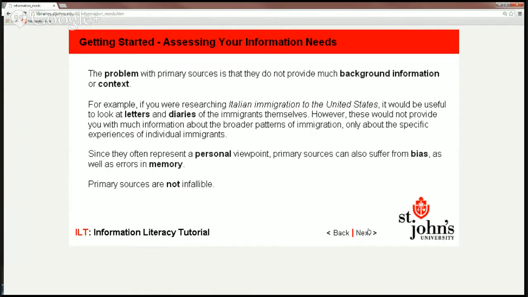However, primary sources really lack background information and context, and they're personal, and they contain a lot of bias, and they're subjective. So we have to take those into account.